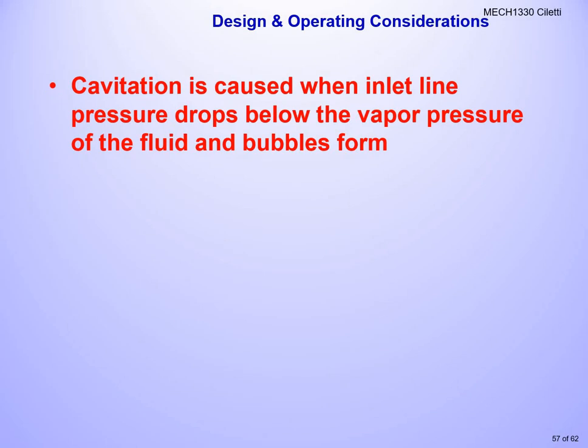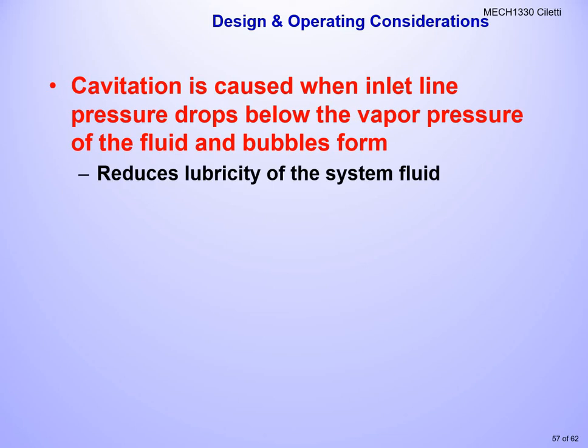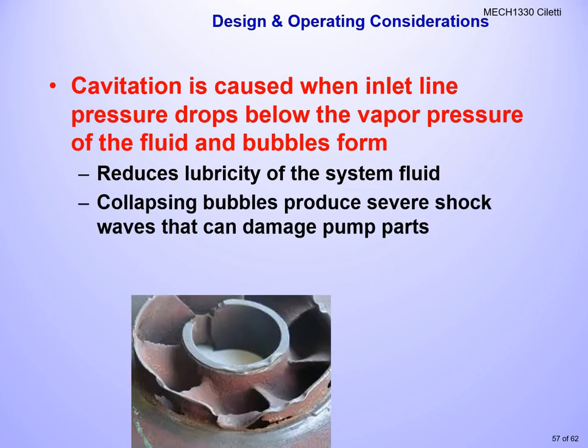The last couple things I just want to talk about is cavitation and what that really is. Cavitation is caused when the inlet pressure drops below the vapor pressure of the fluid and we form bubbles. I want you to think about laminar versus turbulent, which we talked about in a previous lecture. This is where we're getting turbulent fluid in the system, so that reduces the lubricity of the system fluid. Those collapsing bubbles can actually be very detrimental to the system and create shocks.